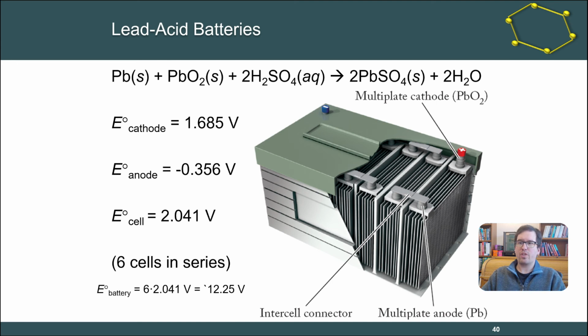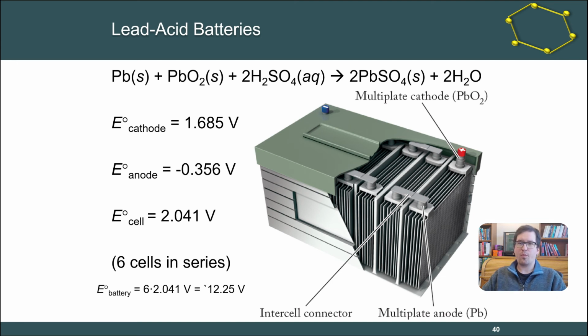Alright, so the cathode side has a standard reduction potential of 1.685 volts, the anode negative 3.56 volts, and so to get the cell voltage, of course we just subtract the anode from the cathode, and we end up with the overall cell voltage of 2.041 volts.